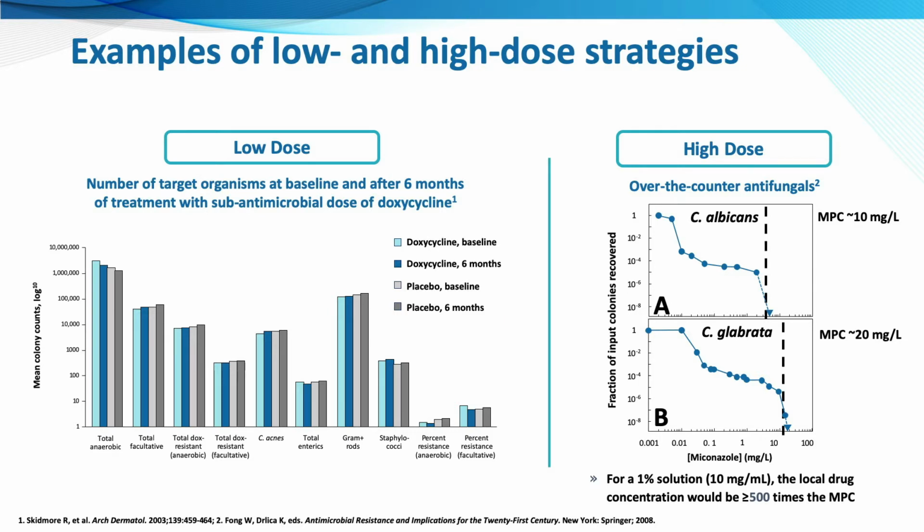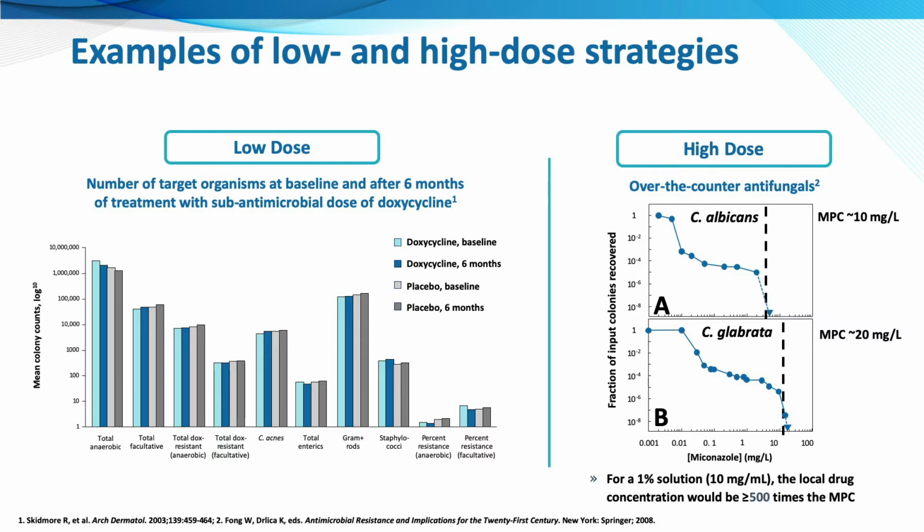As an example of what happens with drug doses above the mutant prevention concentration, we could look at over-the-counter topical antifungals, as shown. Since these are widely used in the treatment of fungal vaginosis, you might think that azole resistance among vaginal yeast isolates would be very high. However, we have observed the opposite.